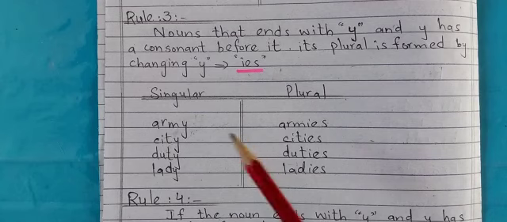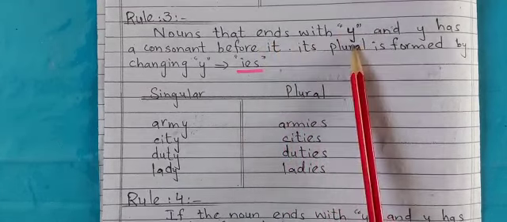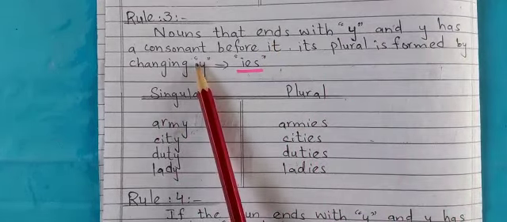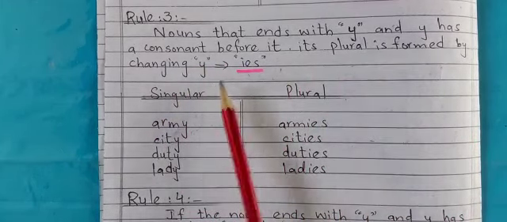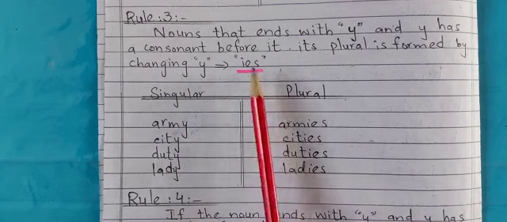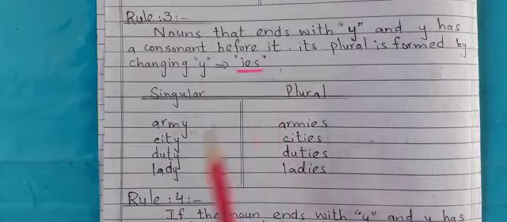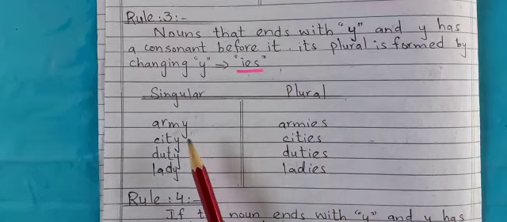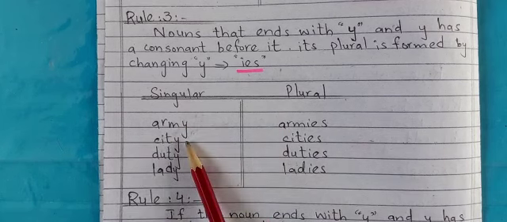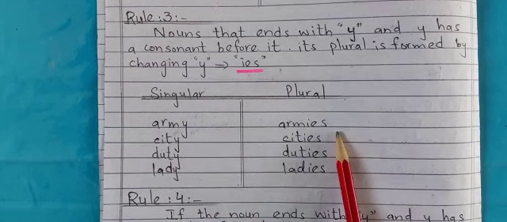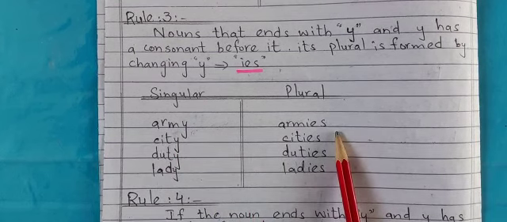Rule number 3 is the nouns that end with y and y has a consonant before it. Its plural is formed by changing y into ies. Now it should be noted that the words which end with y but there is a consonant before y, then you will remove y and write ies instead of it to make it plural.